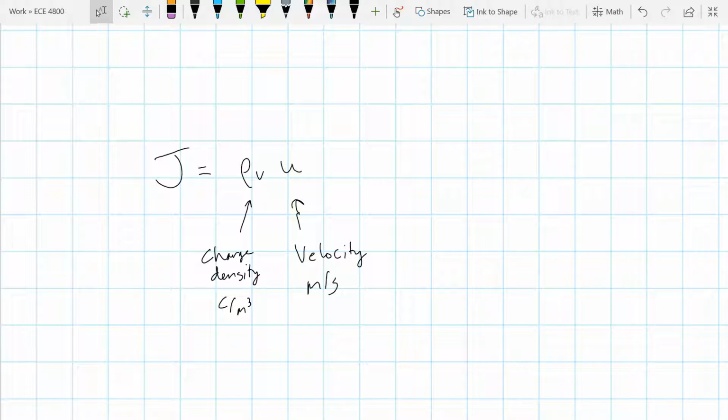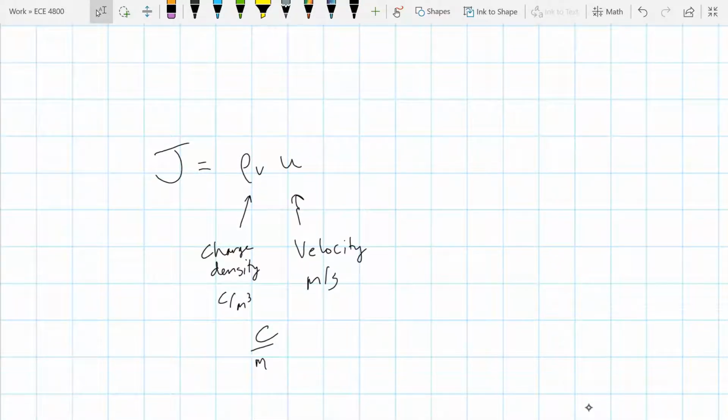Conductive materials have a lot of charge carriers. So if we multiply coulombs per meter cubed by meters per second, we end up getting coulombs per meter squared per second. Now an amp is a coulomb per second, so we get amps per meter squared, and that's what current density is. Amps per cross-sectional area.